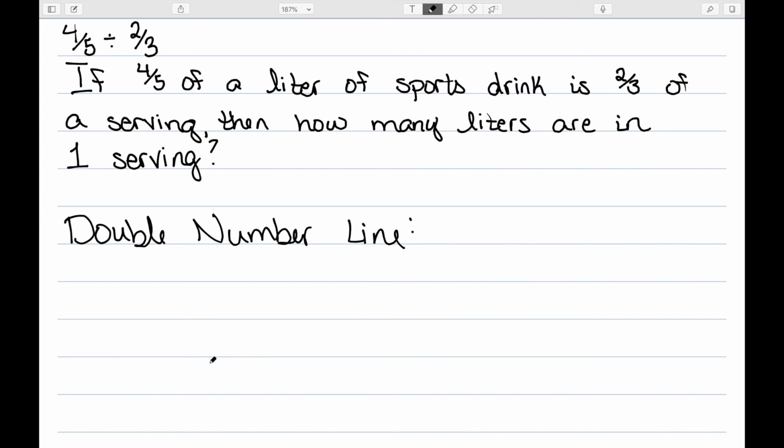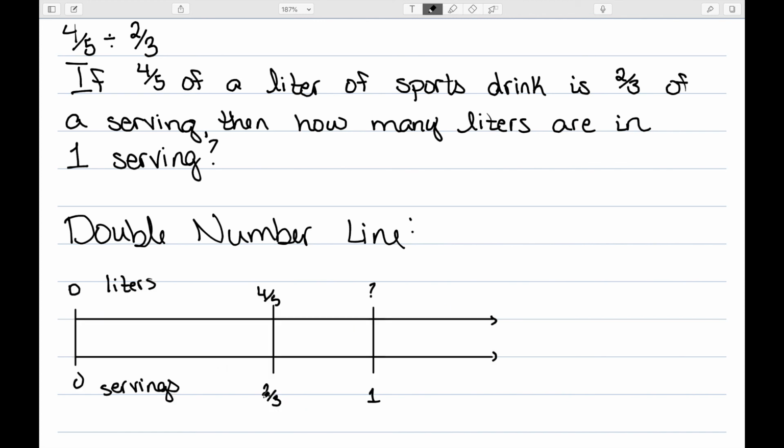Finally, let's look at the double number line. Here we have that 2/3 of a serving corresponds to 4/5 liters, so how many liters corresponds to 1 serving? So these are different ways we can think of organizing and thinking through these types of problems where we're trying to figure out how many total are in each unit.